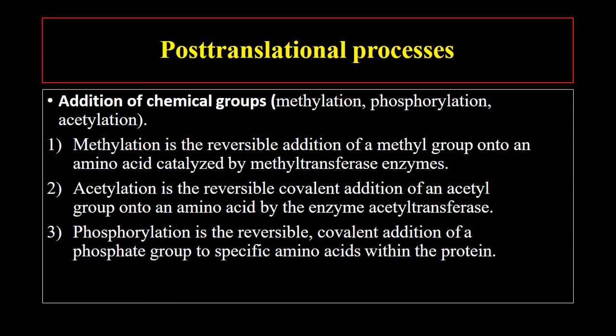And the last type of the post-translational process by addition of chemical groups is phosphorylation. Phosphorylation is a reversible covalent addition of a phosphate group to specific amino acids such as serine, threonine, and tyrosine within the protein. The phosphate group is removed from the donor molecule ATP by protein kinase and transferred onto the hydroxyl group of the target amino acid. This produces adenosine diphosphate as a byproduct.